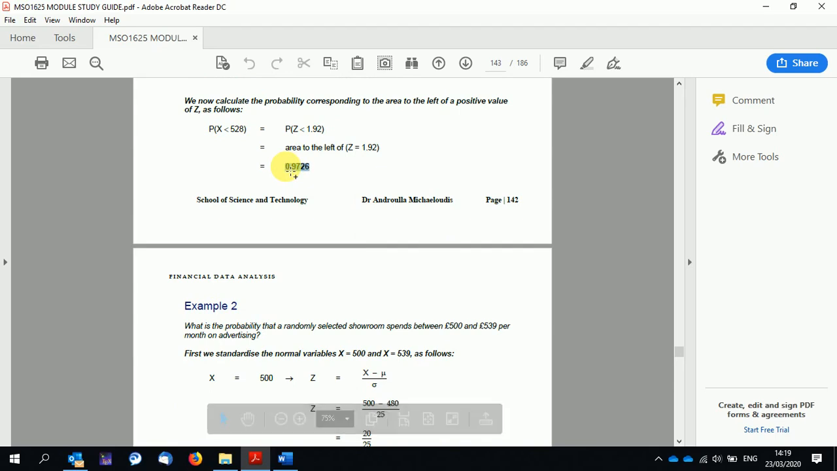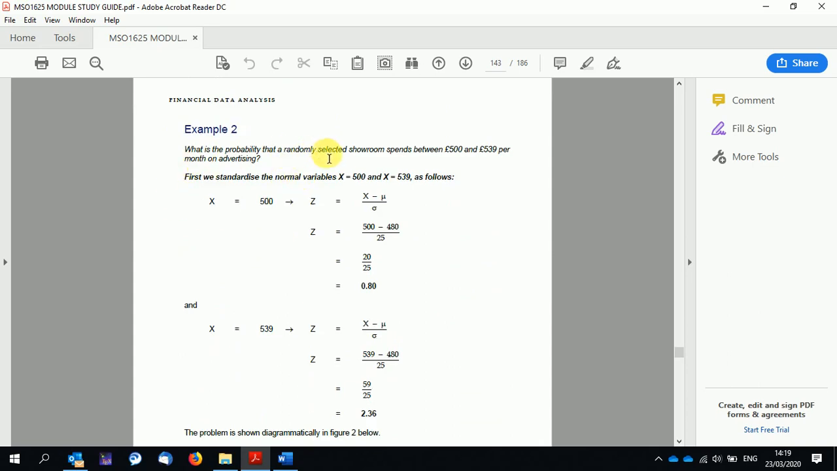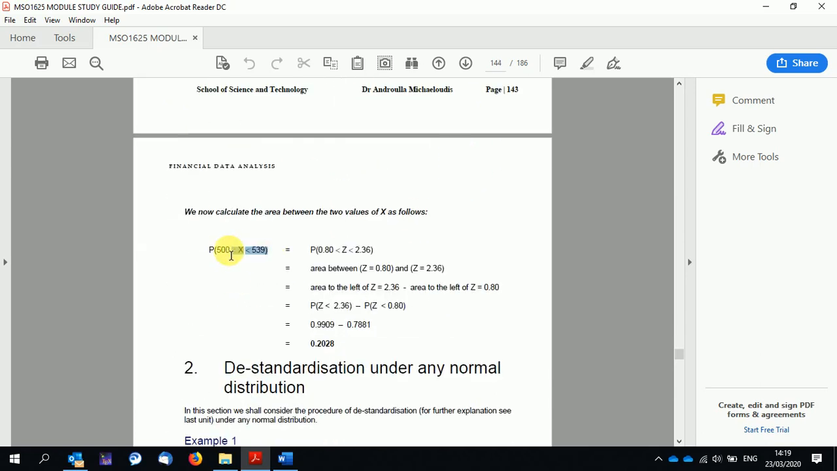Now, like I said, that's the only thing you have to do in normal distribution part 2. Let's try another question now. What's the probability that a randomly selected showroom spends between 500 and 539? So this is my question, right? On each side, so the central one, the left one, and the right hand side, I will subtract mean and I will divide by sigma.